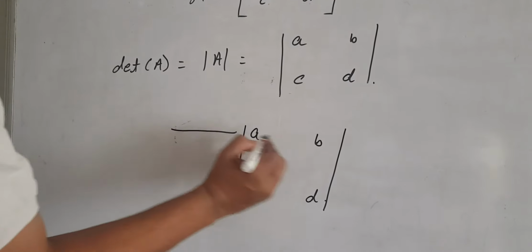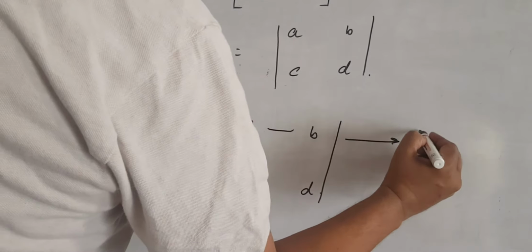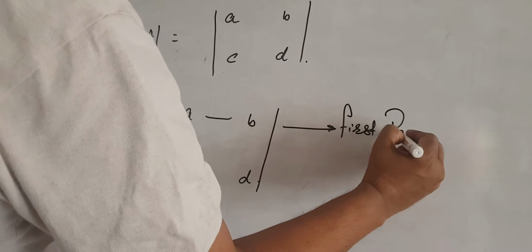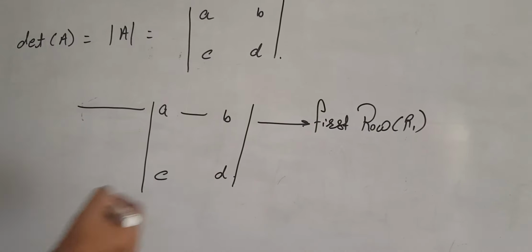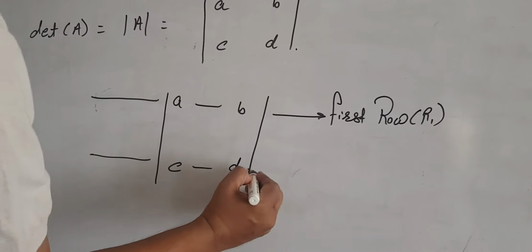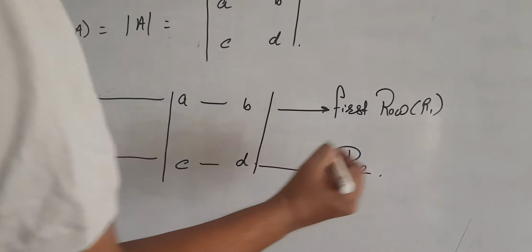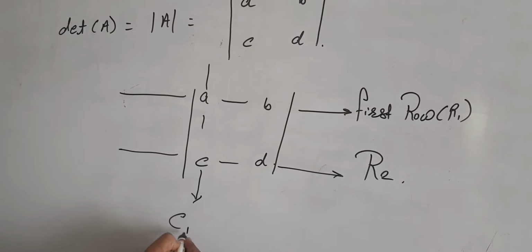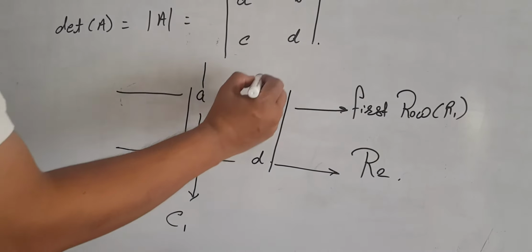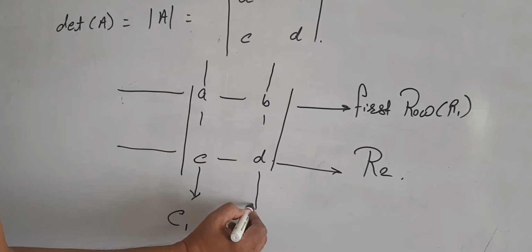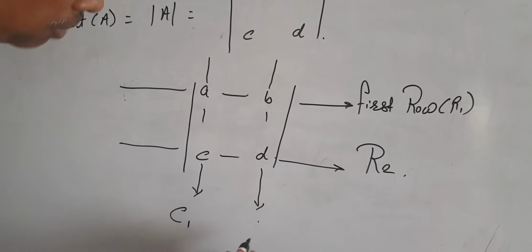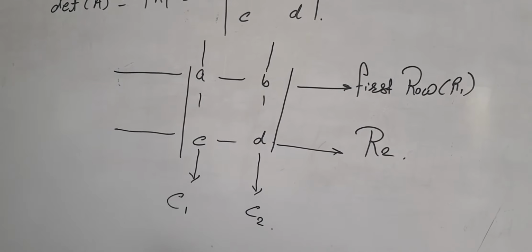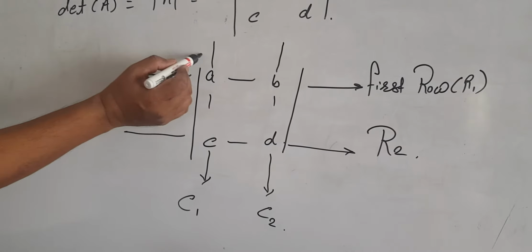Here a few things come. The elements A and B make the first row of the determinant, which we write as R1. It is just like a matrix only. This is the second row. This A and C make the first column, and this B and D make the second column. This is similar to the matrix, but this is important.